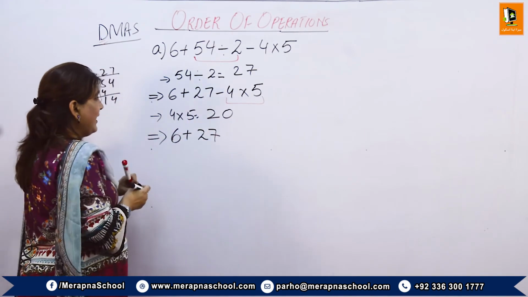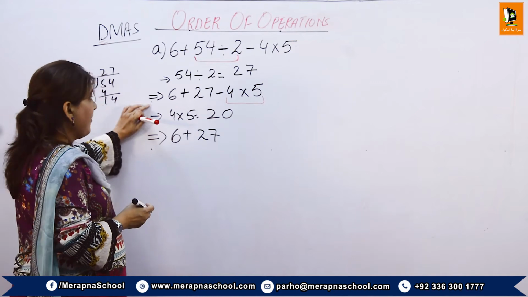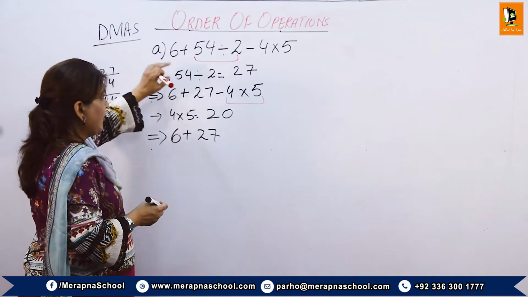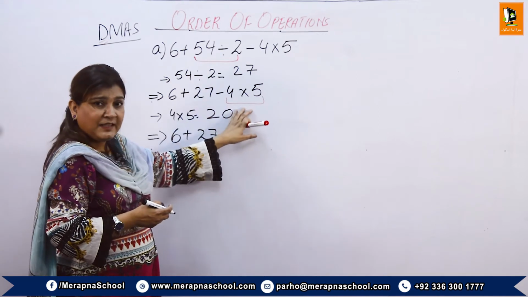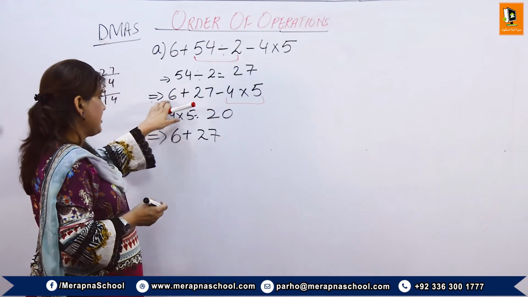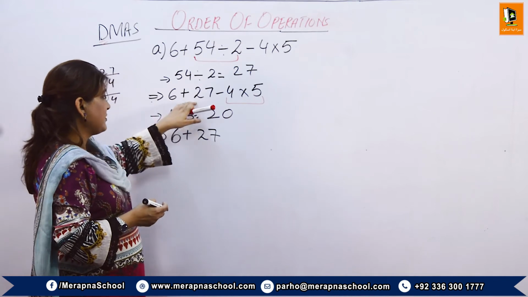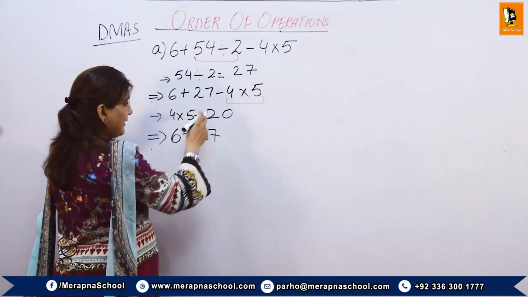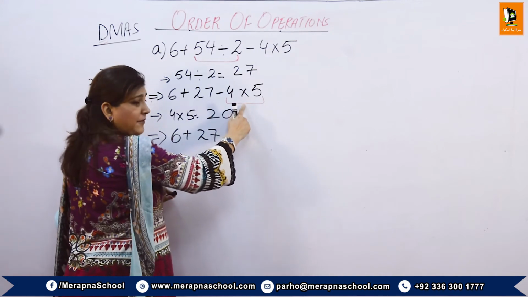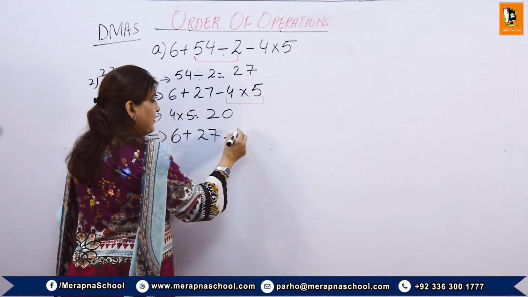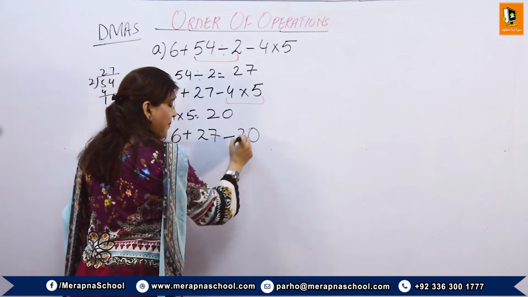Now look at this one. Now we are looking at the question. In the question we have already solved division. So now we see the next equation or next sum which is solved. 6 plus 27. Again the minus sign we copy. Then we have multiplied 4 5s, that is 20. So we copy 20 here.